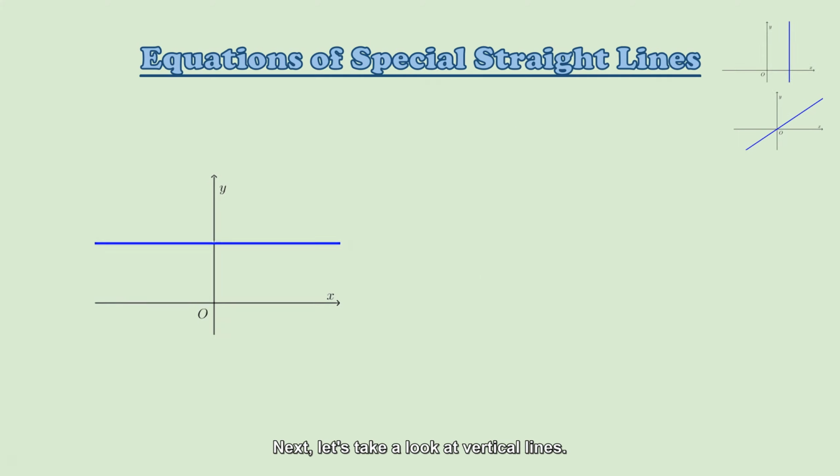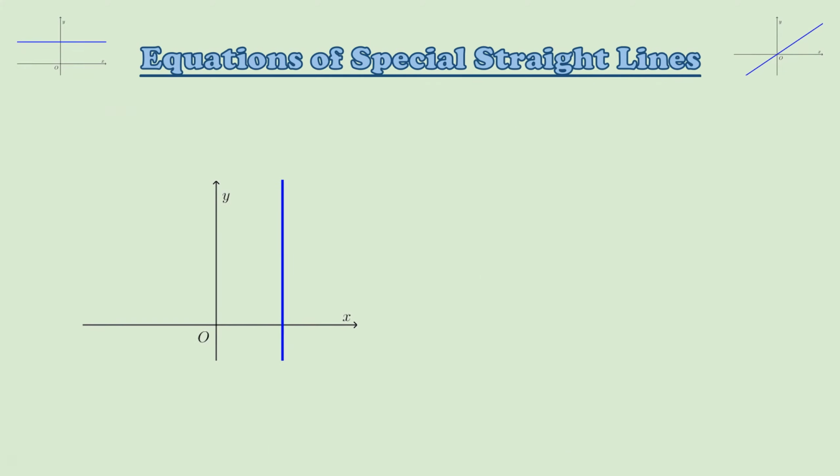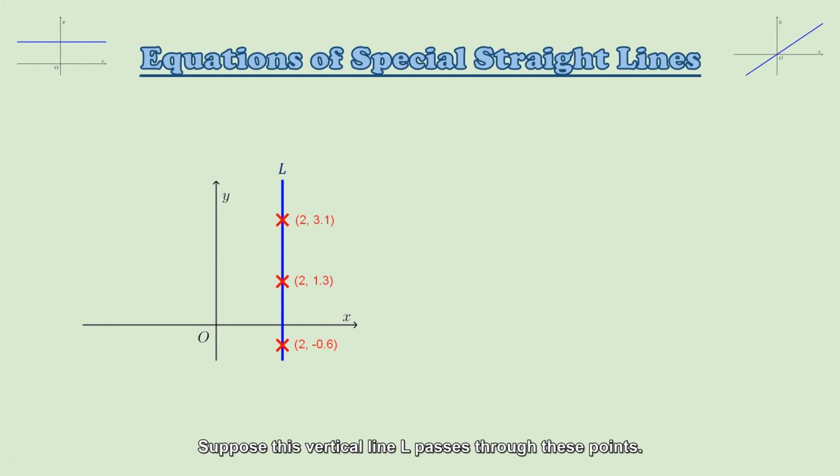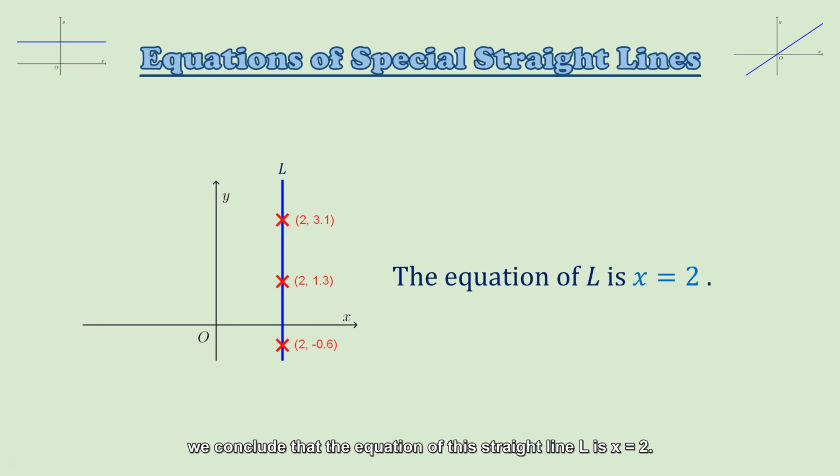Next, let's take a look at vertical lines. Suppose this vertical line L passes through these points. On a vertical line, all the points have the same x coordinate, and the values of y coordinates are independent of this x coordinate. Therefore, there is no y in the equation of a vertical line. In this case, as the x coordinates of the points on this line are always equal to 2, we conclude that the equation of this straight line L is x equals 2.